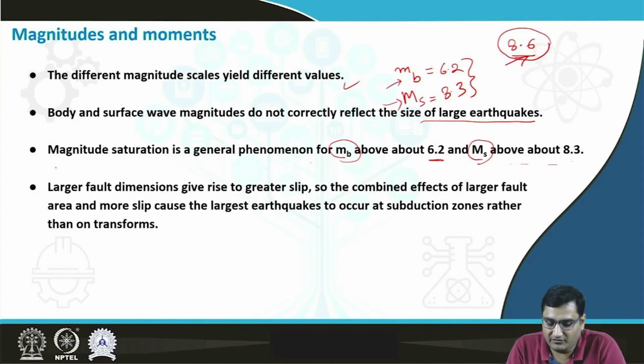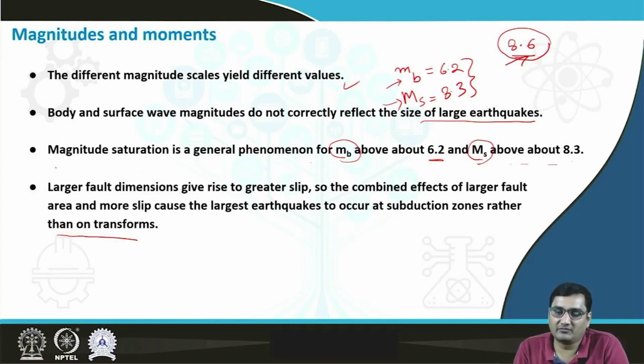Larger fault dimensions give rise to greater slip. The combined effect of larger fault area and more slip causes the largest earthquakes to occur at subduction zones rather than transform faults. This is just information. So a larger fault gives rise to greater slip and has a larger rupture area.